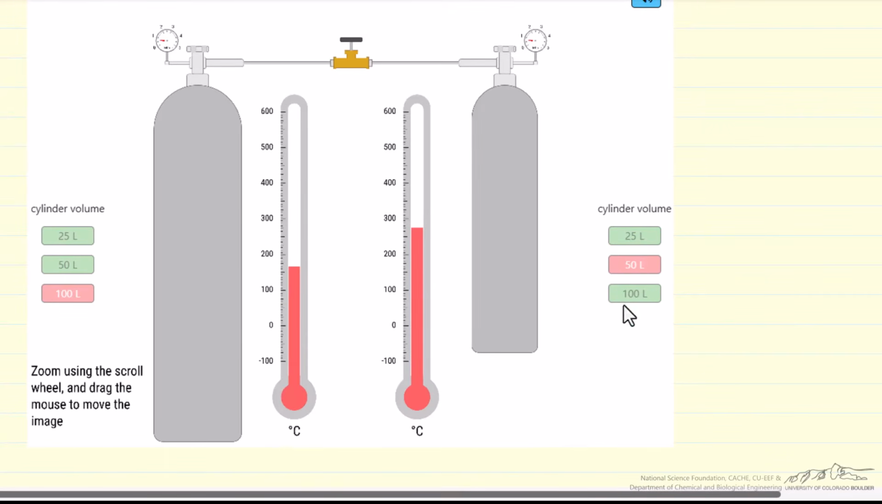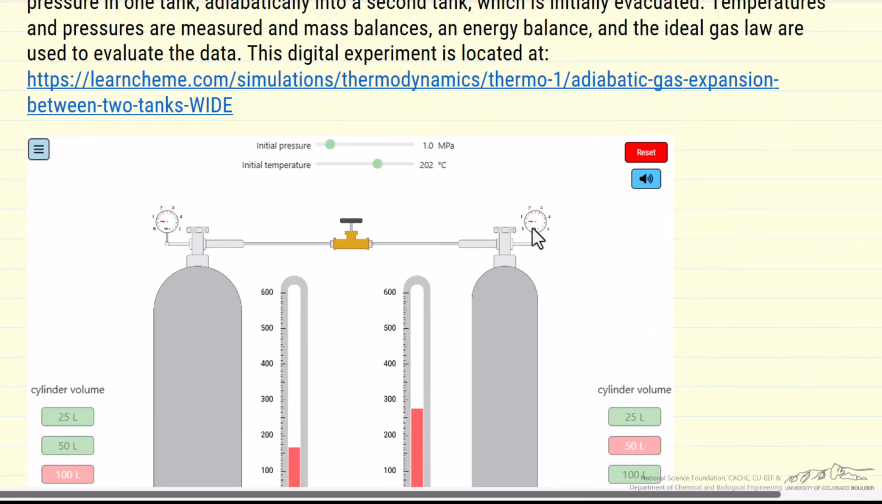We can change the volume of each of these tanks until we reach equilibrium, the same pressure in both tanks. And we can read off the temperatures of the two tanks. We can also read the pressure, and I'll show how it's easy to read the pressure on the actual simulation.